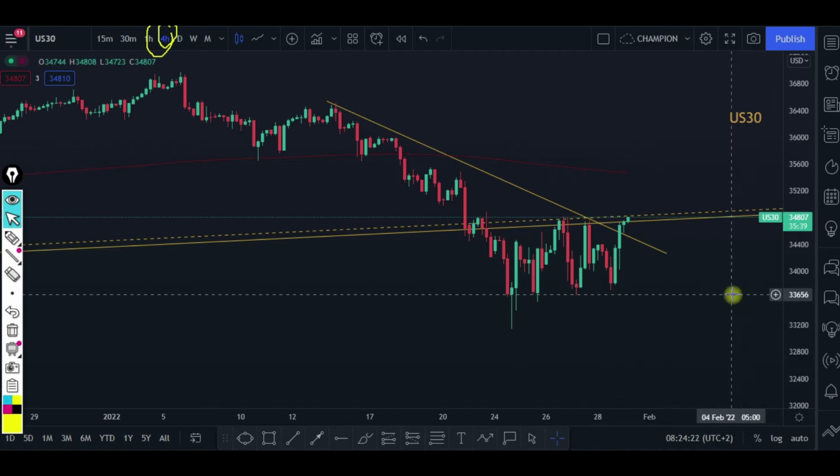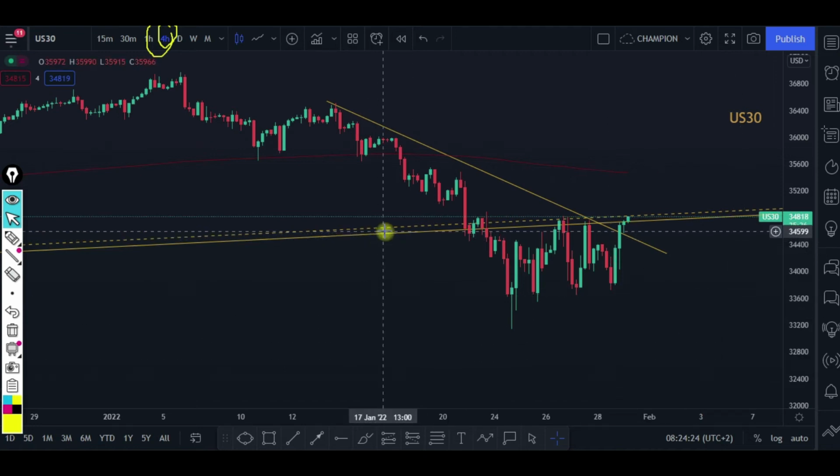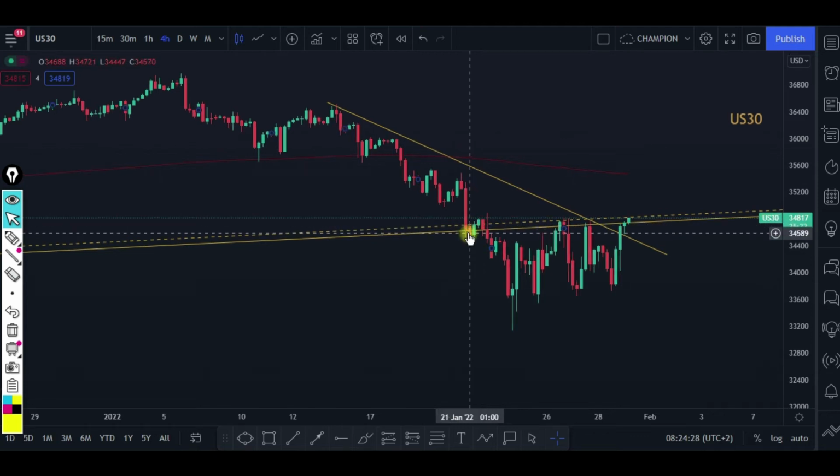So since we broke out of this overall trend, we broke out of this overall support, the market came, retested, and gave us this range.